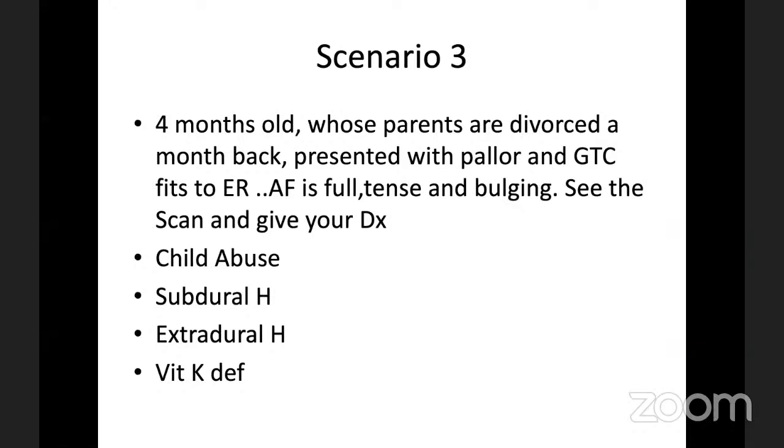Because the child abuse and the non-accidental injury topics, they are very fond of, they are very favorite of the Royal College. So they might think that this is a case of child abuse. They might give 6 marks to this scenario who has opted for child abuse. They might give the subdural 5 marks, and they might give the vitamin K 1 mark. So it depends upon them. So you can have such teaser in your exam. So be ready for these. This was just an example.